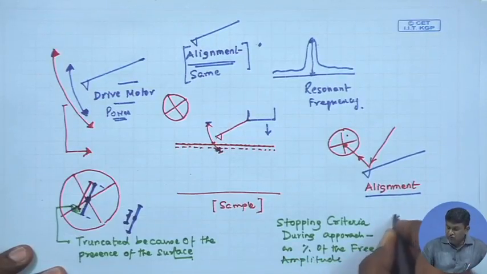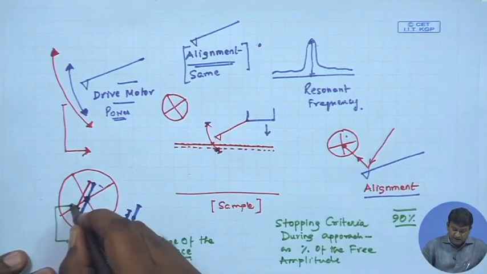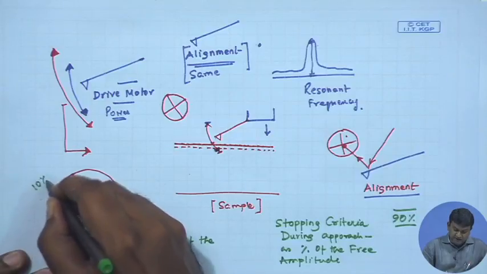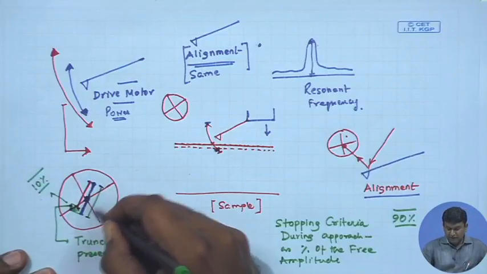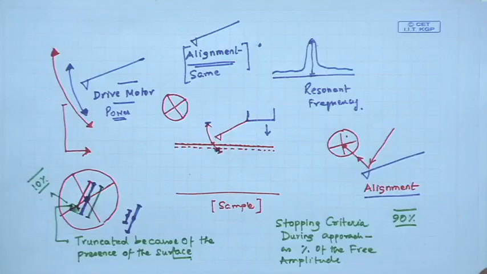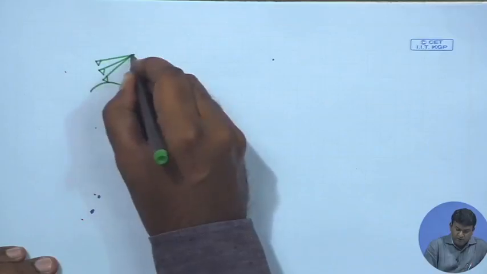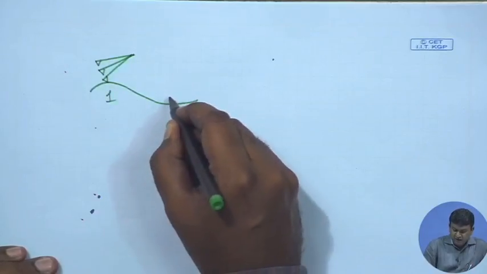So, let us say you choose 90% of the free amplitude as the stopping criteria. So, when this amplitude becomes 10% of the entire oscillation amplitude, the cantilever approach will stop. You now all understand what is meant by approach will stop, the piezo in fact gets triggered, and then you can start scanning. So, now from point 1 to point 2, I have already discussed what is going to happen.